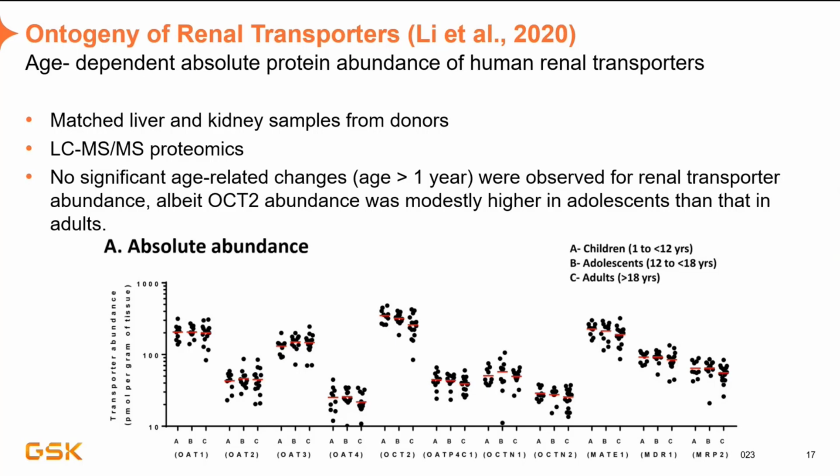But in contrast with the previous study, they didn't show many age-related relationships. However, they were looking at older age groups. They are looking at the over 1 year old. The previous one was from the neonates and preterm. And they also showed different patterns for different transporters.